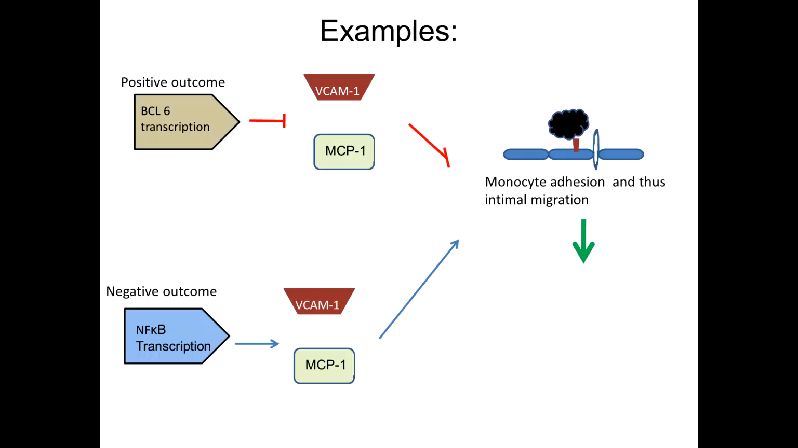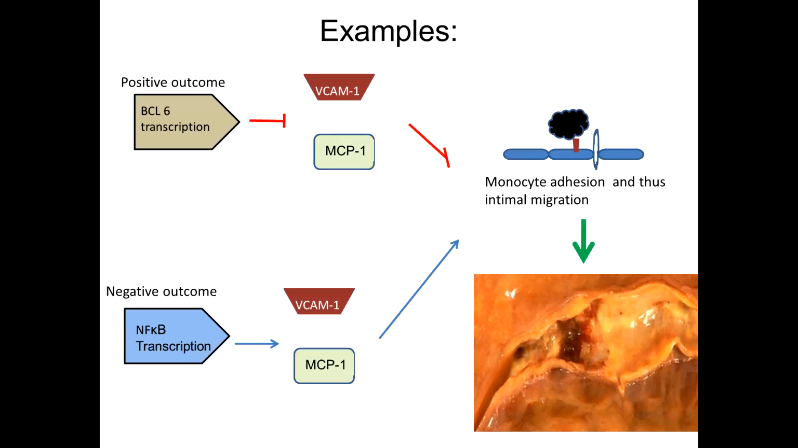On the bottom, however, if we increase NF-κB transcription and expression, it binds to the promoters of VCAM1 and MCP1 to increase their transcription. It's a transcriptional activator, ultimately leading to our monocyte adhesion and thus intimal migration, giving us our classic atherosclerotic look.